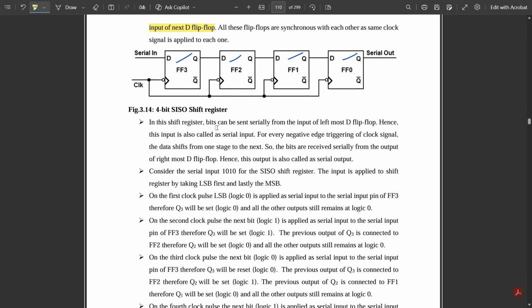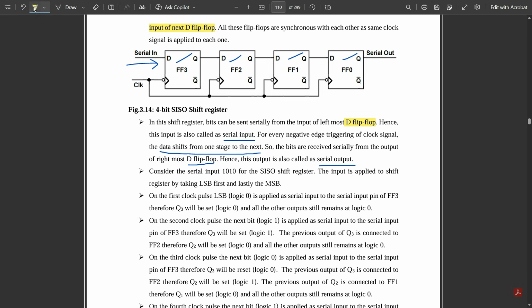In this shift register, bits can be sent serially from the input of the leftmost D flip-flop. That is, this is the leftmost D flip-flop, and through this the inputs are sent. Okay. Hence, this input is also called the serial input. For every negative edge triggering of the clock signal, the data shifts from one stage to the next. So the bits are received serially from the output of the rightmost D flip-flop. Hence, the output is called the serial output, based on the negative edge triggering of the clock signals.